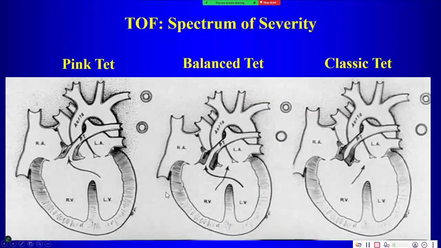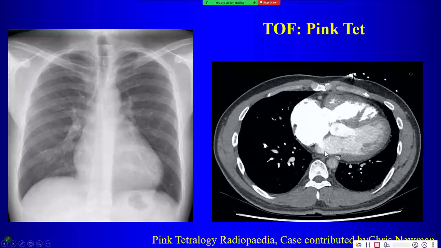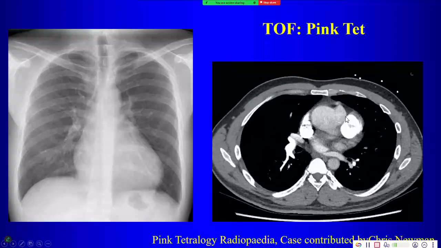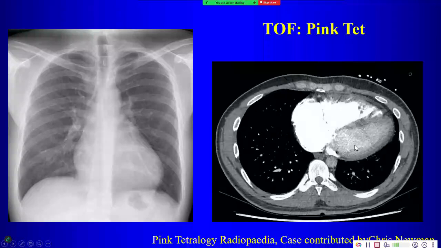Okay, so we can have pink tetralogy, we can have balanced tetralogy where the left to right shunting is kind of equalized by the right to left, but with classic tetralogy, the predominant shunting is right to left shunting. So we've talked about pink tetralogy. Here's kind of an example. It has all the morphologic elements of tetralogy, there's some narrowing of the outflow tract.